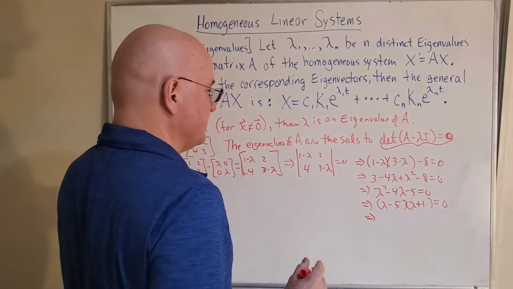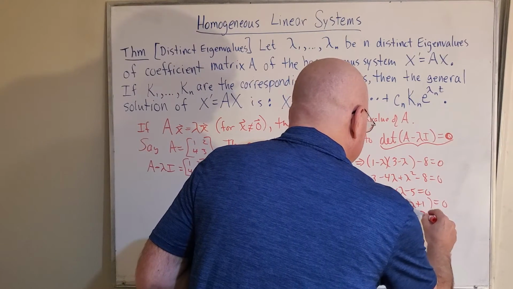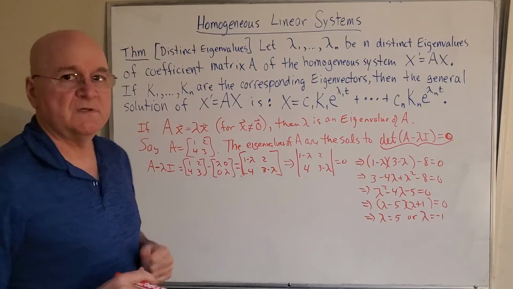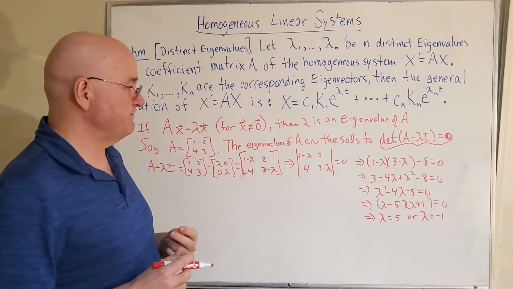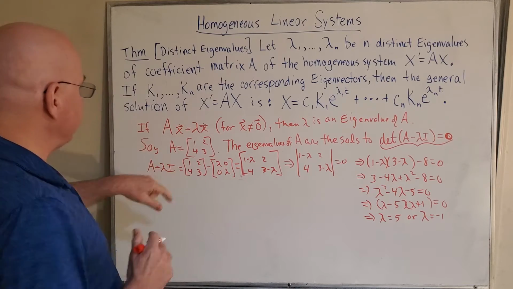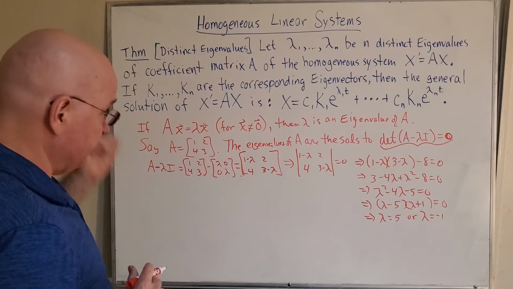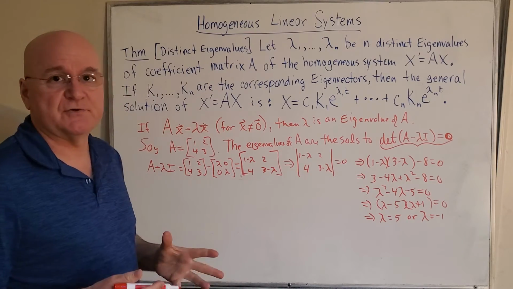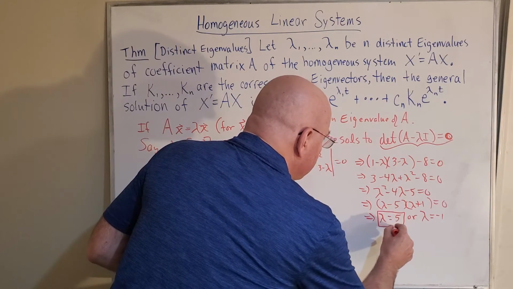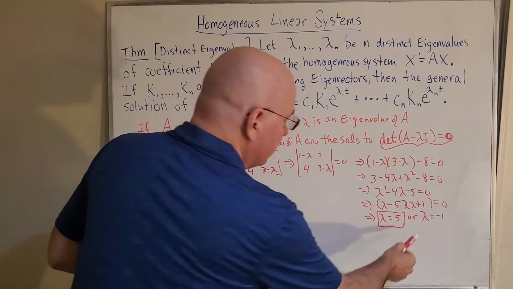So setting each one of those to 0 gives us that lambda equals 5 or lambda equals negative 1. So we found the two eigenvalues. Now, those are the two eigenvalues associated with this matrix A. Now let's try to find the eigenvectors associated with one of them. I'll just pick this one. I'll let you find the eigenvectors associated with this one.